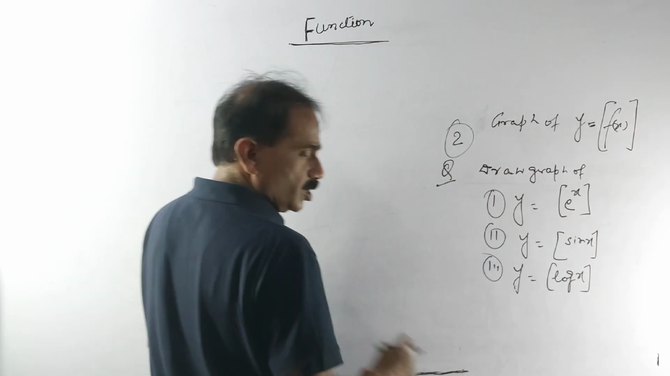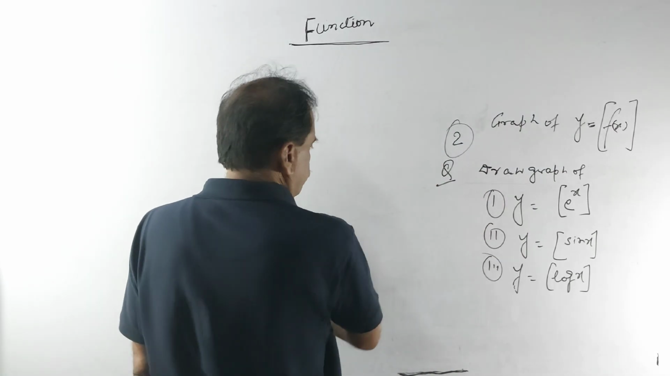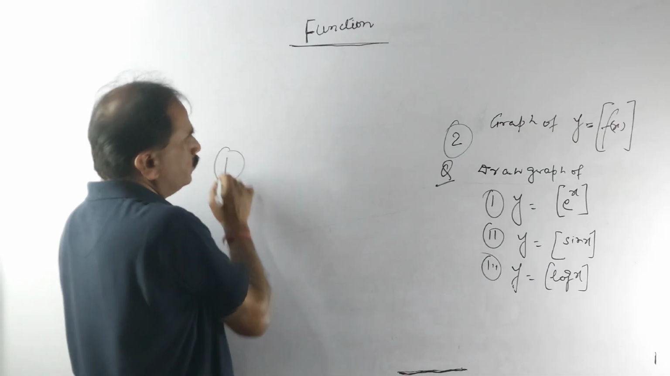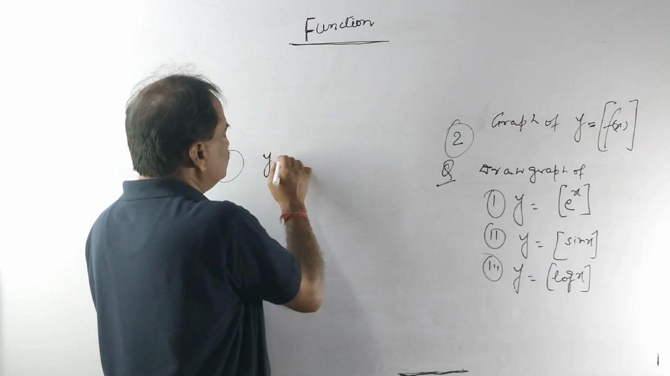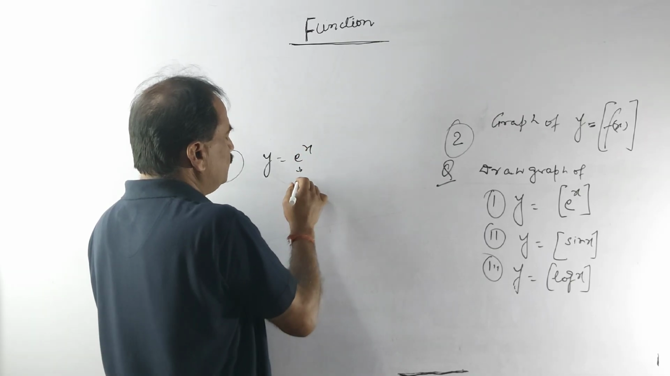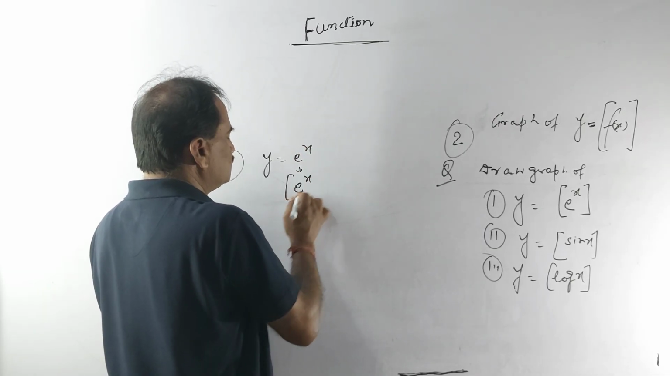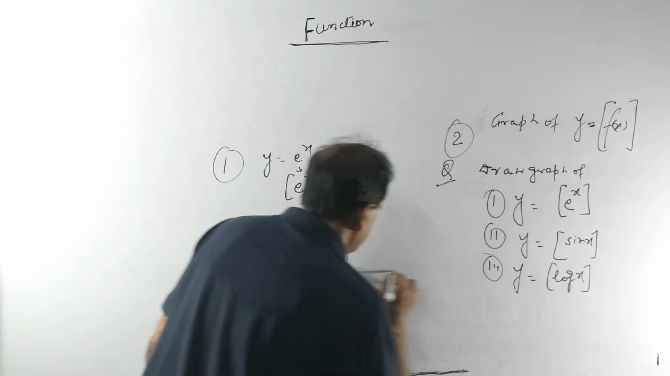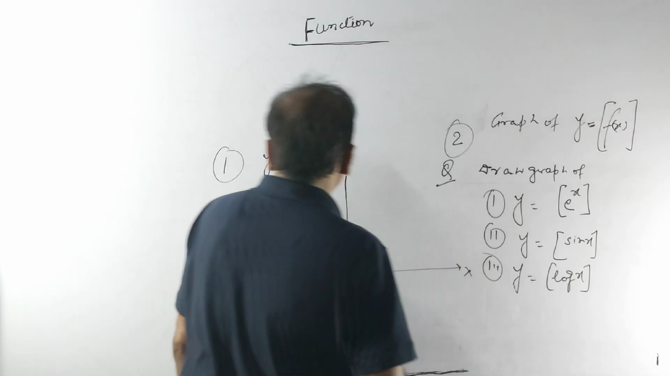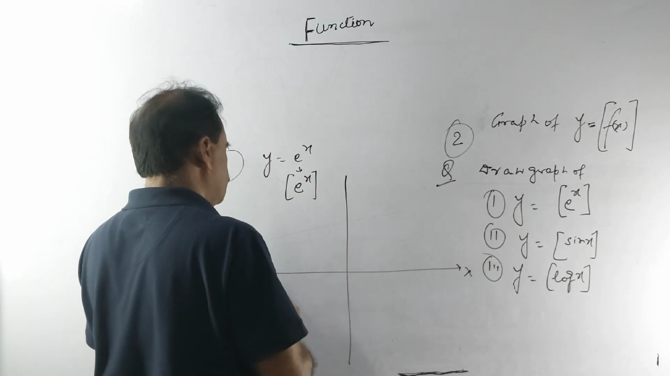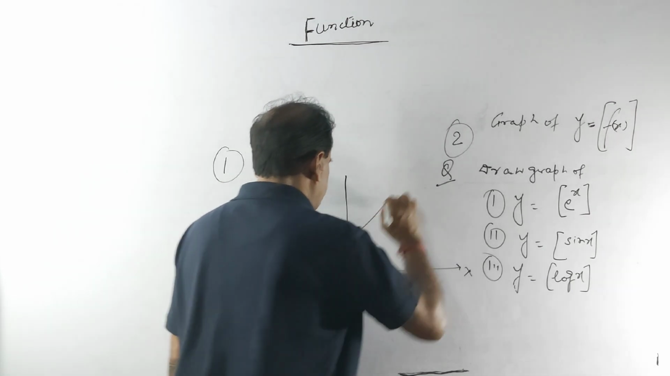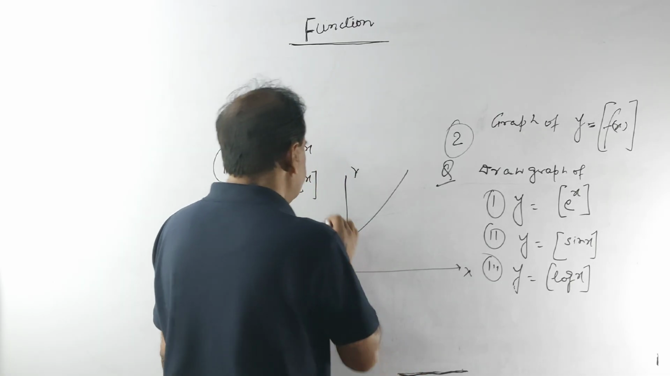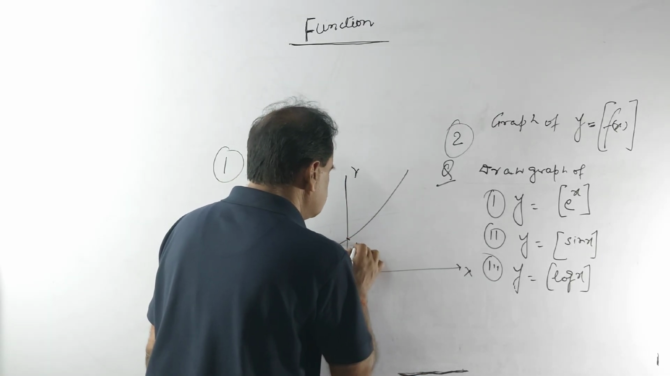First, to draw the graph of this kind, that means the graph of y equal to greatest integer x, we first draw the graph of y equal to x, then we use the concept of greatest integer x. This is the graph of y equal to x, this is the y axis and this is the x axis. At x equal to 1, y equal to 1.